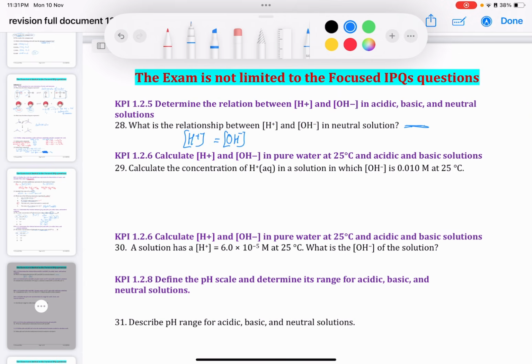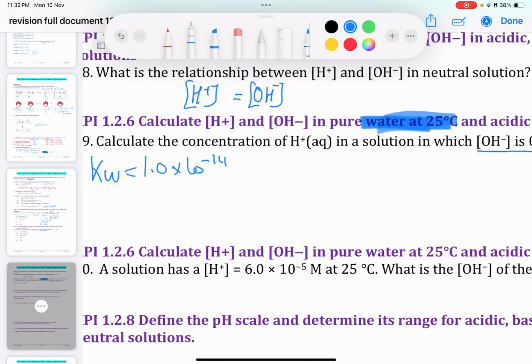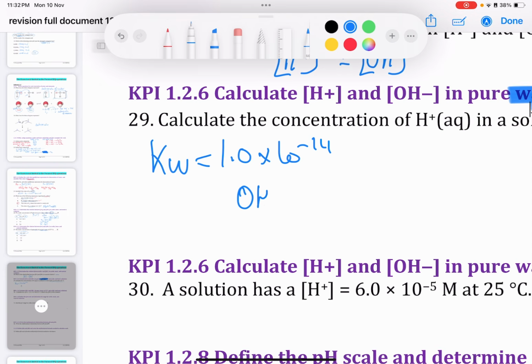Now here, calculate H plus and OH minus in pure water at 25 degrees Celsius. They have to mention this because if they don't, I won't be able to use the value of Kw, which is 1.0 times 10 to the power negative 14. So calculate the concentration of H plus when OH minus is 0.10. So to calculate H plus, we use the formula of Kw, H plus times OH minus.